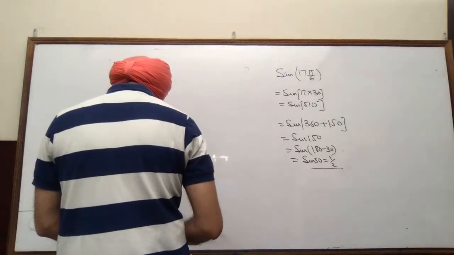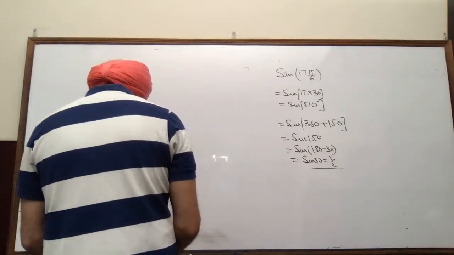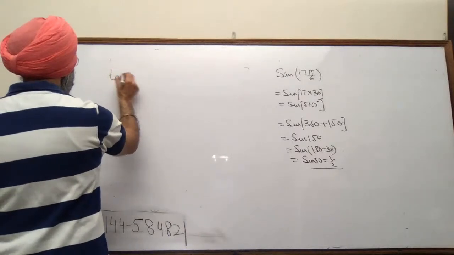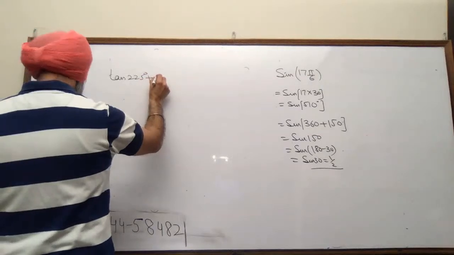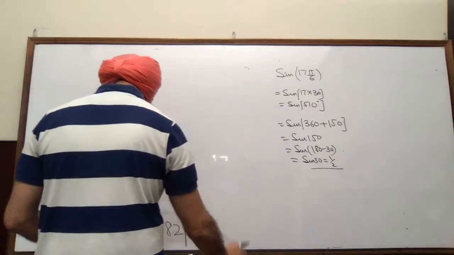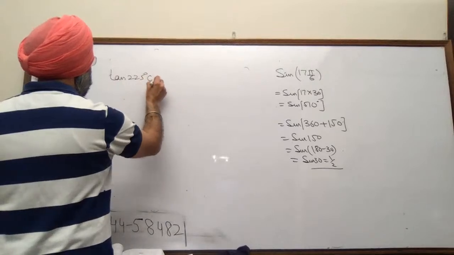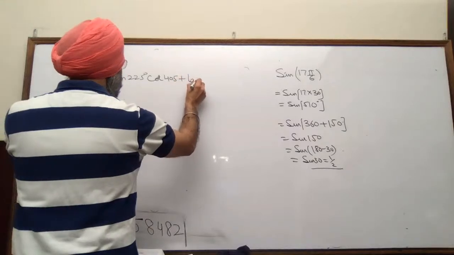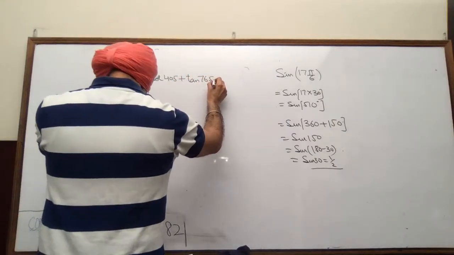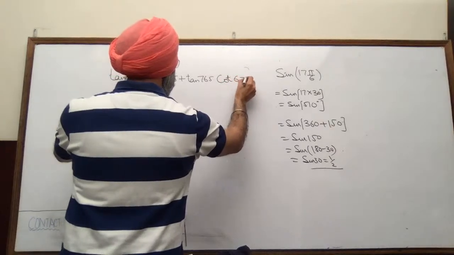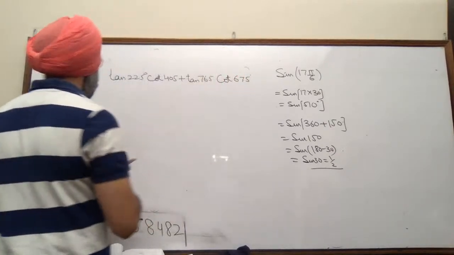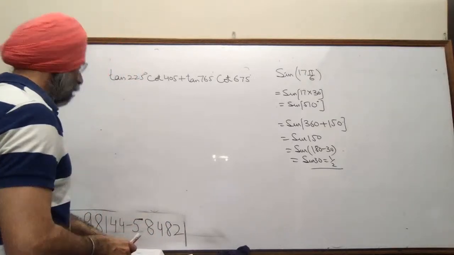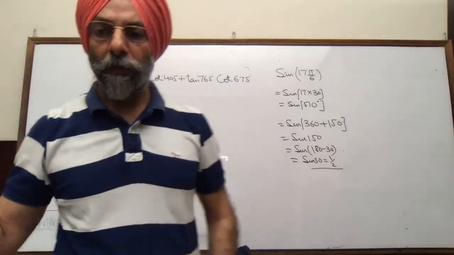Now solve the next one. Now next question is, so it is tan of 225 degrees multiplied by cot of 405 degrees plus tan 765 degrees into cot of 675 degrees. So question is tan 225 into cot 405 plus tan 765 into cot 675 degrees. Find out the value of this.